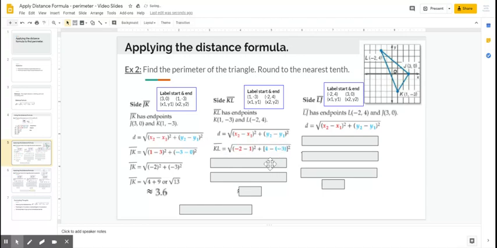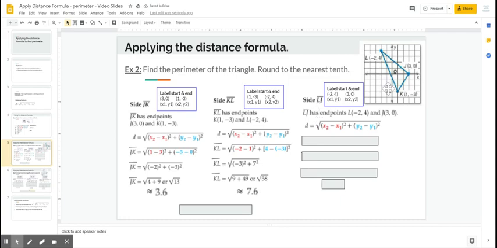So we have negative 2 minus 1, and then we have 4 minus negative 3. So when you do that, you end up with negative 3 squared plus 7 squared. And when you do that, right, negative 3 squared is 9, 7 squared is 49. Add them together to get 58, and the square root of 58 is about 7.6.